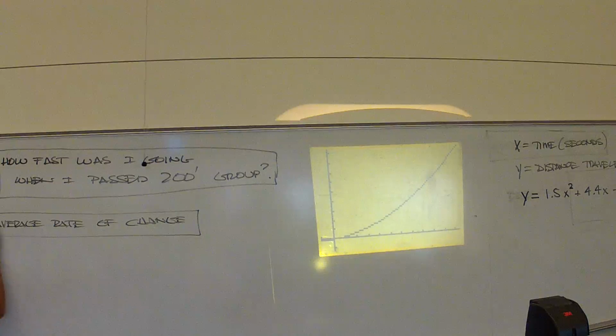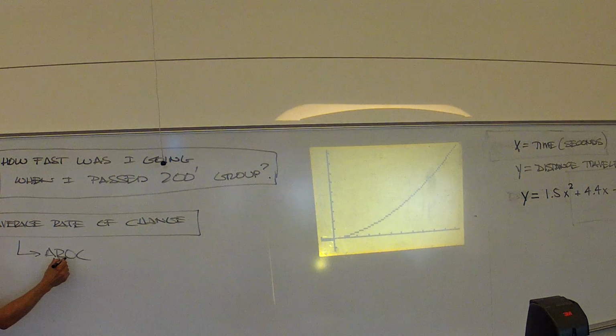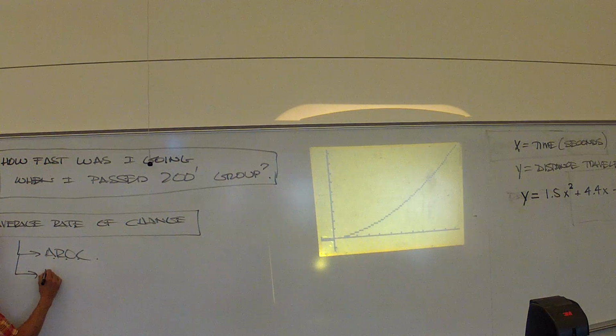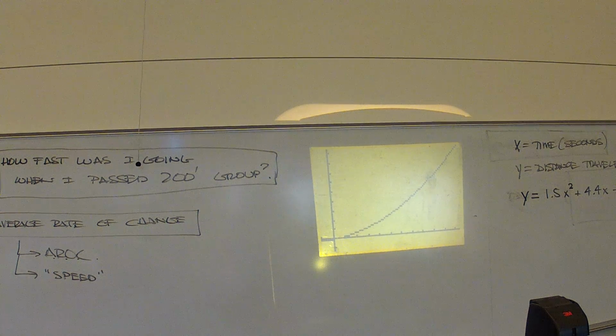Average rate of change. I'm going to sometimes shorthand this as AROC, for average rate of change. You guys probably know it better as speed, or how fast you're going. For example, if you had to guess how fast I was going on that bike when I went by the 200 mark, give me some guesses. 11. 11 what? 11.7. 11.7 what? Miles per hour.